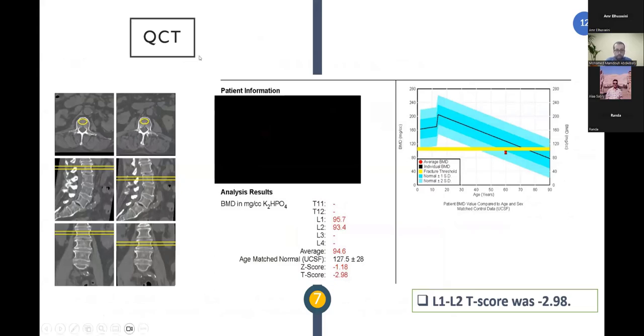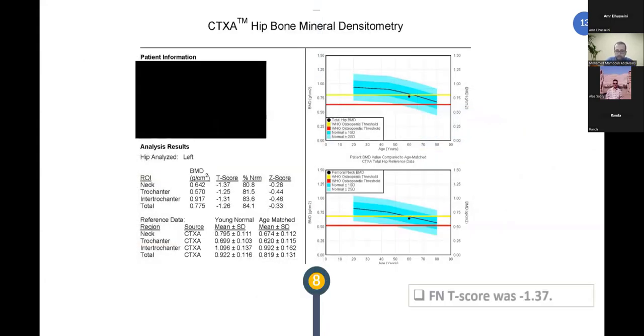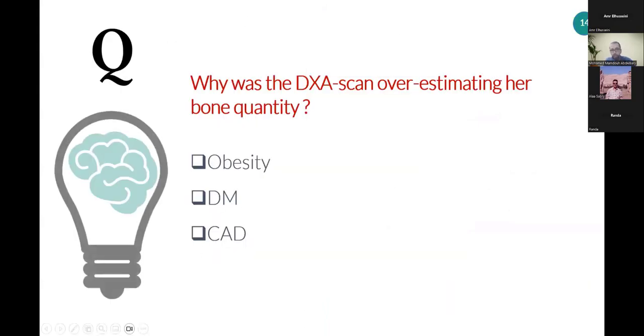So this patient was lucky that she did a QCT. She was included in an observational study back then, and her QCT was available. So you can see here the QCT of her lumbar spine. And it revealed that the L1, L2 T-score was minus 2.9. So she has osteoporosis by QCT. However, her DEXA BMD revealed that she is only osteopenic. The T-score by QCT at the femoral neck was quite similar to the DEXA BMD.